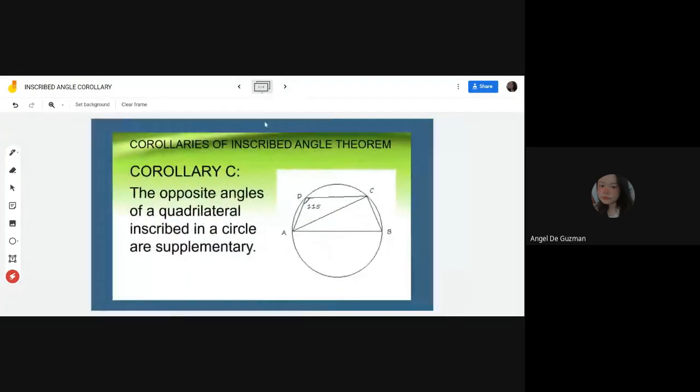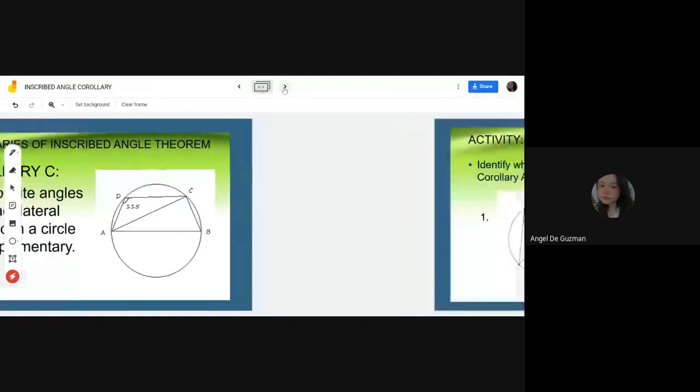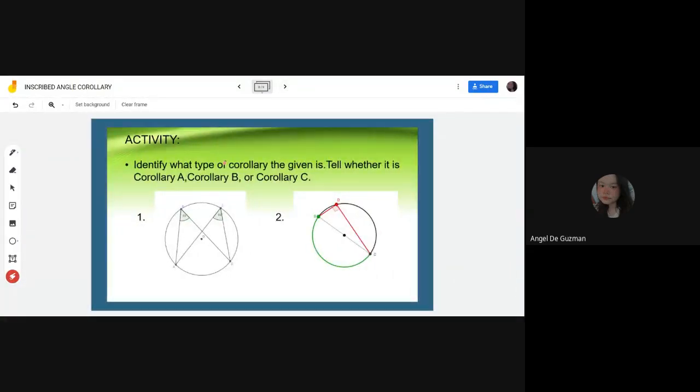So, meron akong hinandang activity for today. Identify what type of corollary the given is, whether it is corollary A, corollary B, or C. So, number 1, who wants to try? Sino gustong mag-try? Oh, ayan, A. Thank you, Marco. Number 2, what type of corollary is that?